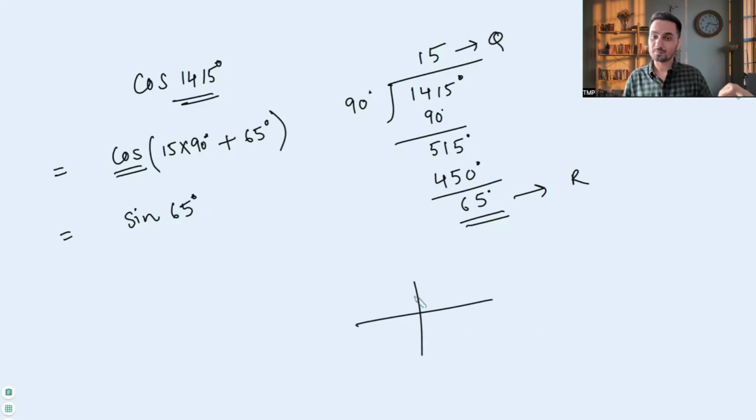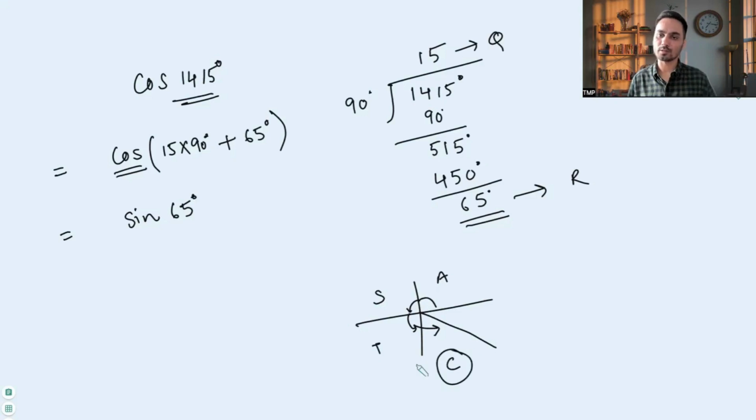15 times 90 degrees will be same as 3 complete circles. And then going 390 degrees, which will land you in third quadrant, plus 65. Plus 65 means you are going to the fourth quadrant. And in fourth quadrant, by after school to cinema, we know that cos is positive. And the initial function that we were solving is cos. That is why we will use a positive sign.